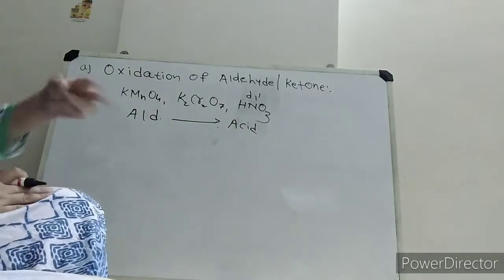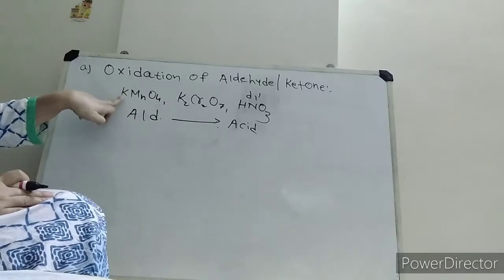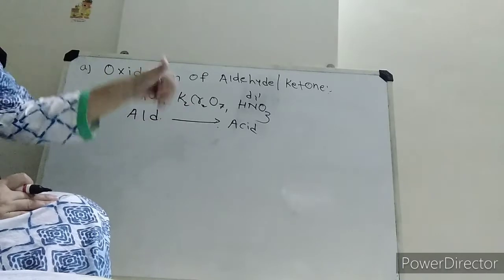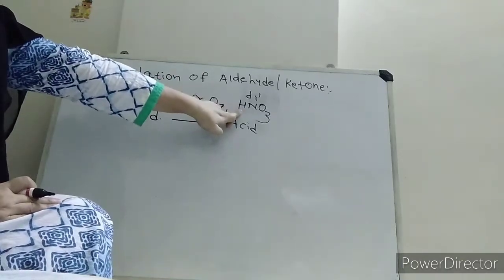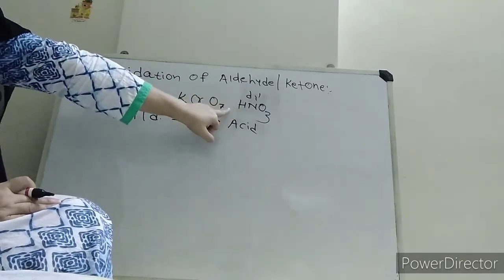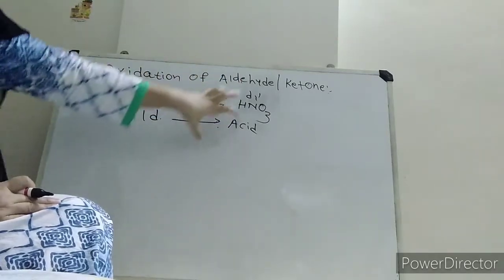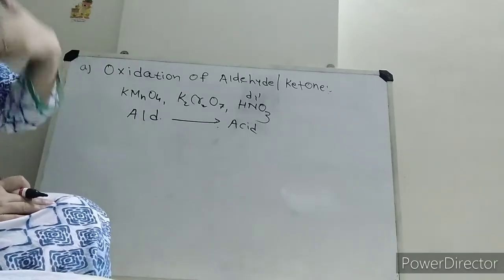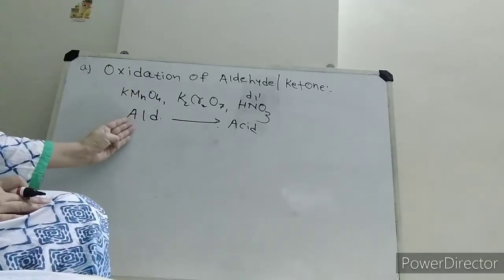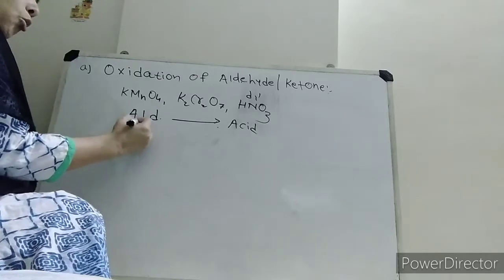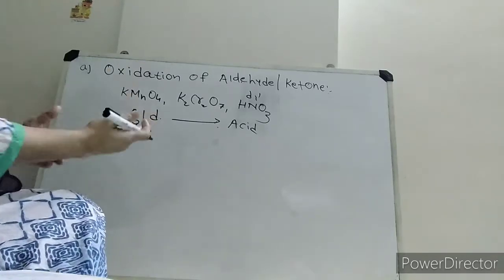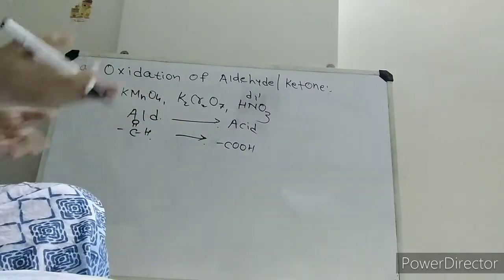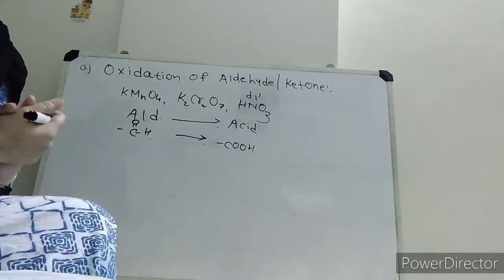KMnO4 is known as potassium permanganate, K2Cr2O7 is known as potassium dichromate, and HNO3 is known as nitric acid. Due to the presence of this oxidizing agent, which supplies the oxygen, this aldehyde group, C double bond OH, the CHO group, changes to the COOH group, that means the acidic group.